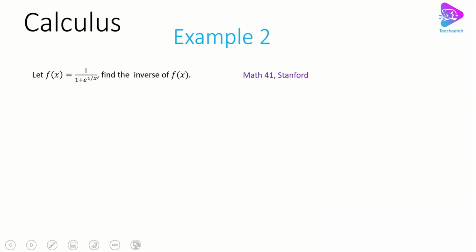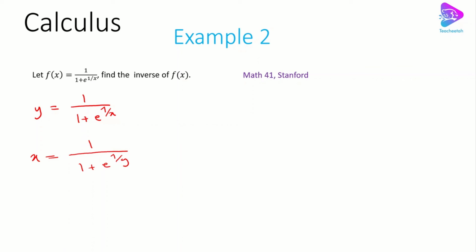Let's look at the second example in here, and this time we want to find just the inverse of this function. Again, we have to follow the same steps that we have seen for the previous problem. The first step: instead of f of x, we plug in y, and it's going to be 1 over 1 plus e to the power of 1 over x. The second step is to swap y and x, and therefore it's going to be x equals 1 over 1 plus e to the power of 1 over y.